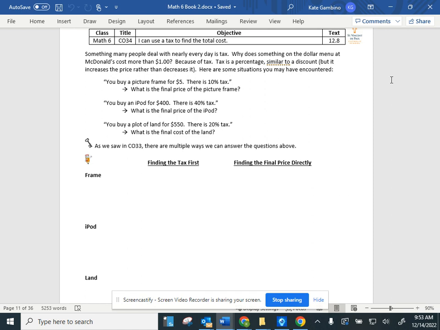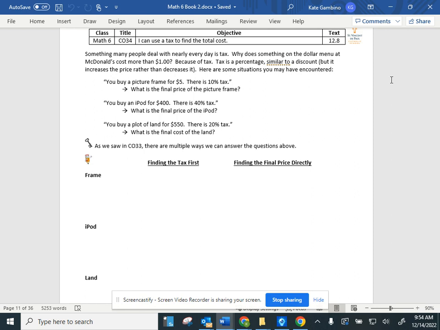You buy a picture frame for $5. You're at Five Below. You find a really cool frame for $5. Awesome. You got a $5 bill. Not enough money to pay for it because you need the tax money. So you need to figure out, let's say there's a 10% tax. How much is that total cost, that final cost of the picture frame?